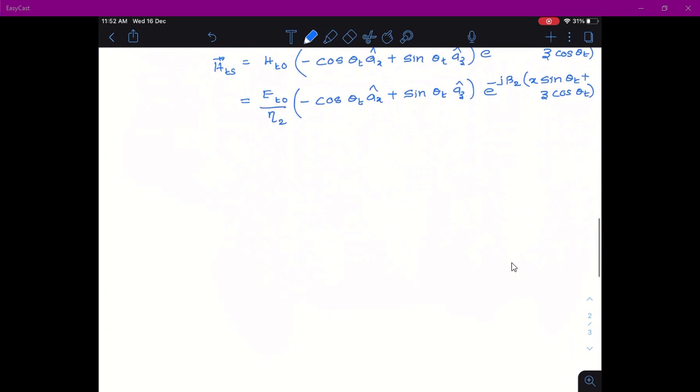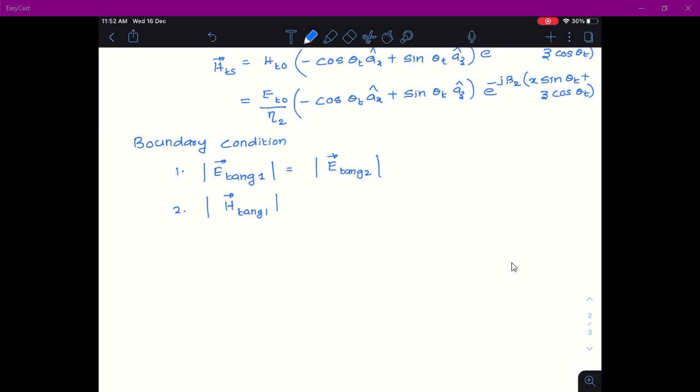Now, we will apply the boundary condition, which says the tangential component of electric field in medium 1 should be equal to the tangential component of electric field in medium 2. Now, remember, we are assuming that this is a source free medium. So, that is why the tangential components are the same. If it has some source, the difference of the tangential components will be equal to rho_v. So, again, the tangential component of magnetic field in the first medium should be equal to the tangential component of magnetic field in the second medium.